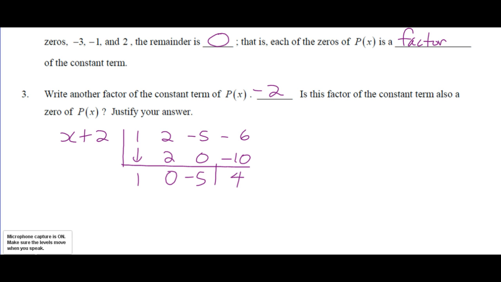So, is it a factor? No. Doesn't go into it, right? How else? You could have evaluated p of negative 2, also gotten a 4. Right? The remainder theorem would have said that that's the remainder, right, when you evaluate the polynomial.